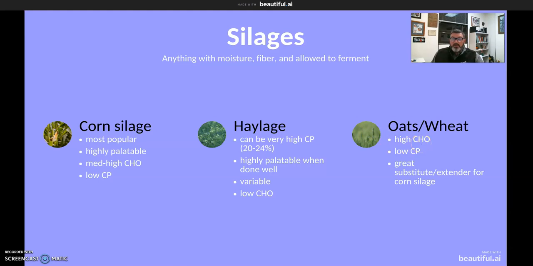But again, pretty high carbohydrate profile and a fairly low crude protein profile, just depending on what you've got out there. But it can be fairly decent. We'll talk about storing silage and its importance later on in our discussions here.